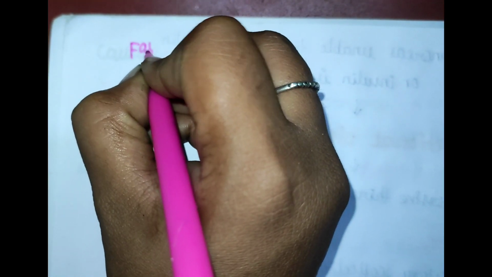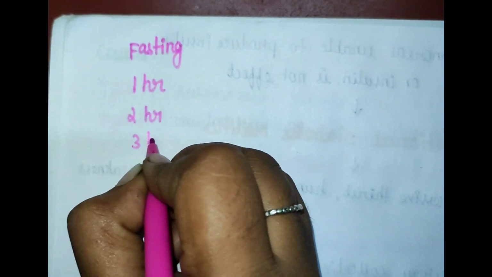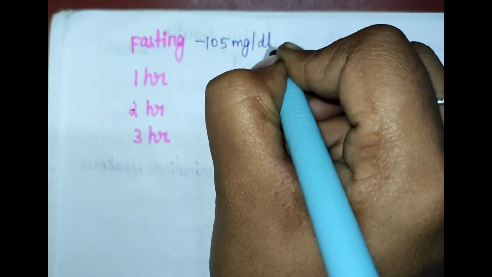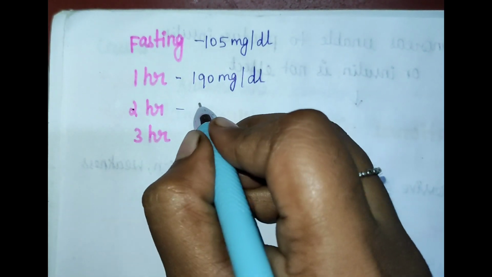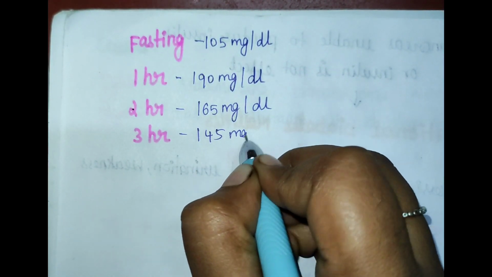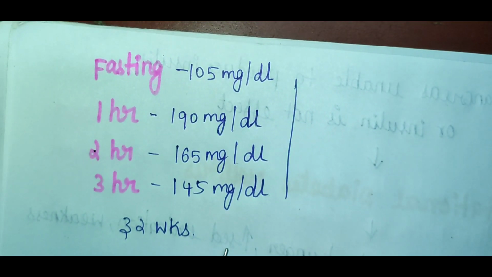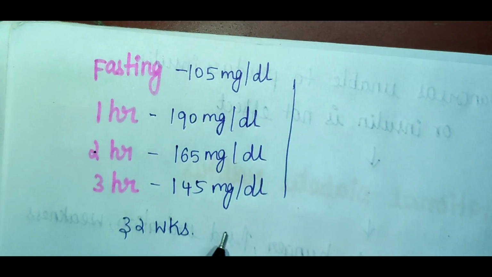After the glucose tolerance test, the values should be 105 mg/dL fasting. At 1 hour, 190 mg/dL, then 165 and 145. So the test is positive if 2 or more of the following values are met or exceeded. If one value is elevated, the 3-hour, 100 gram glucose tolerance test is repeated at 32 weeks of pregnancy.